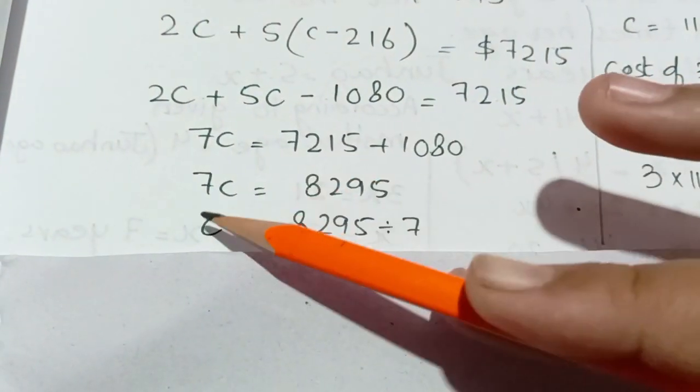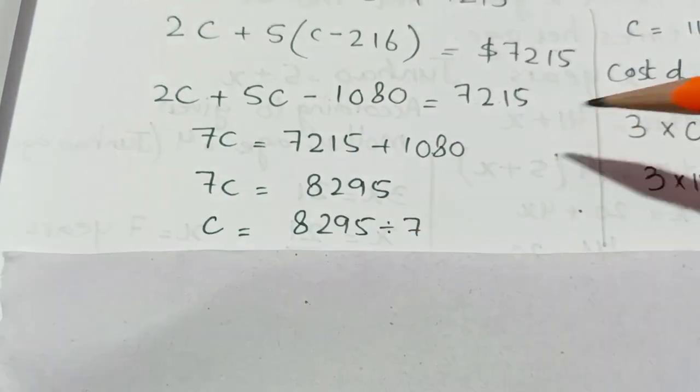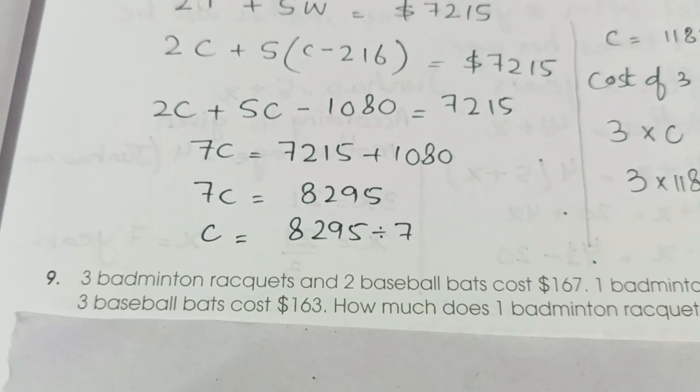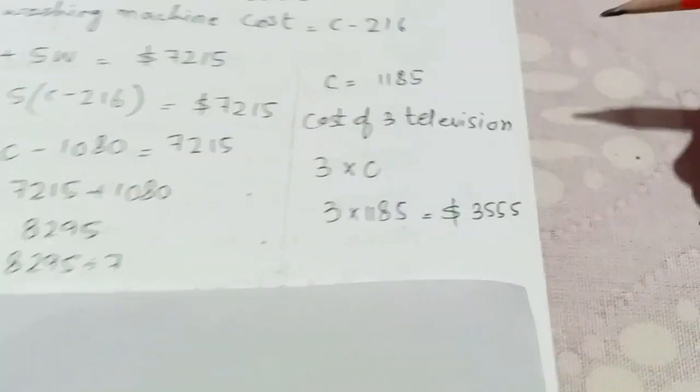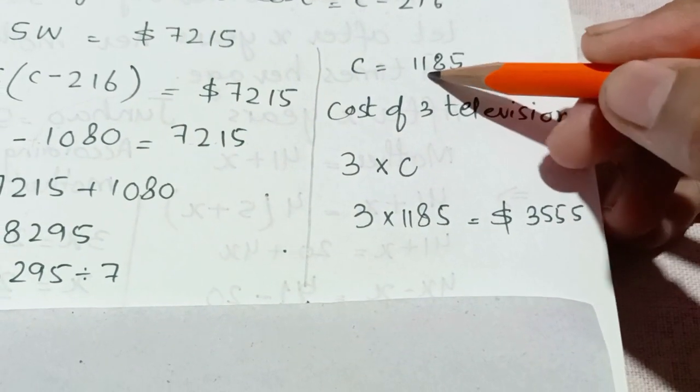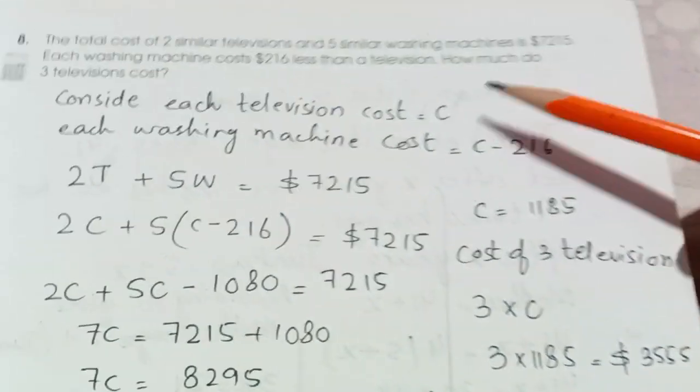8,295. Now here 7 is multiplication. When we change the place, it becomes division. So we have 8,295 divided by 7 is 1,185. We have to find the cost of 3 televisions.